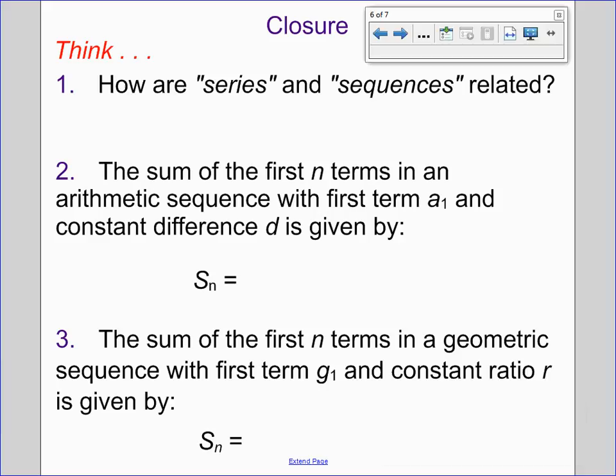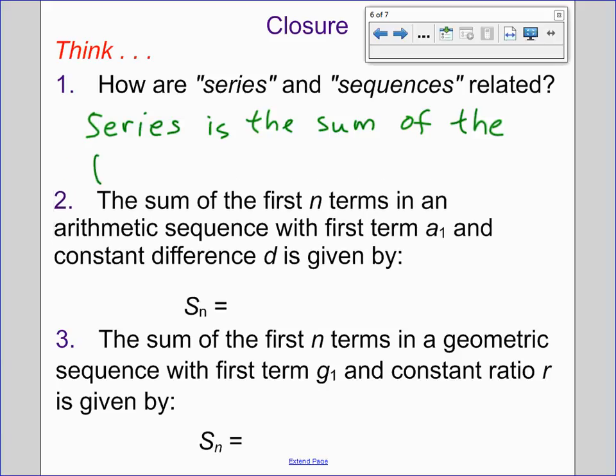So how are series and sequences related, right? How are they related? Riley? Series are the sum of the numbers in a sequence. Absolutely, right? A series is the sum of the terms in a sequence. So, series, bless you, is the sum of the terms in a sequence. Nice job. Thank you, Riley.